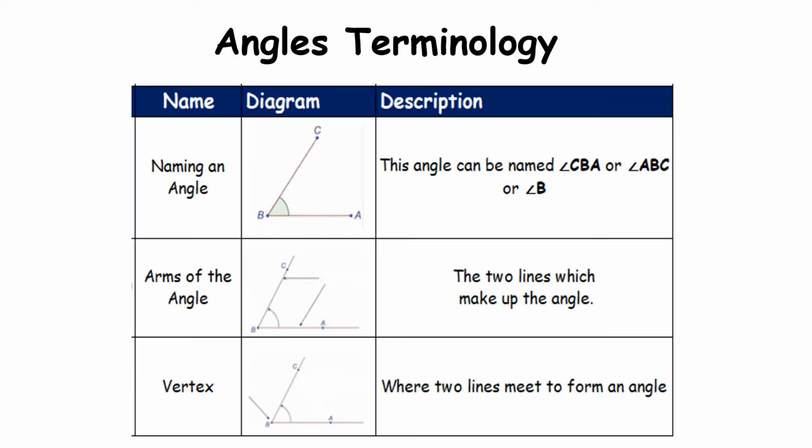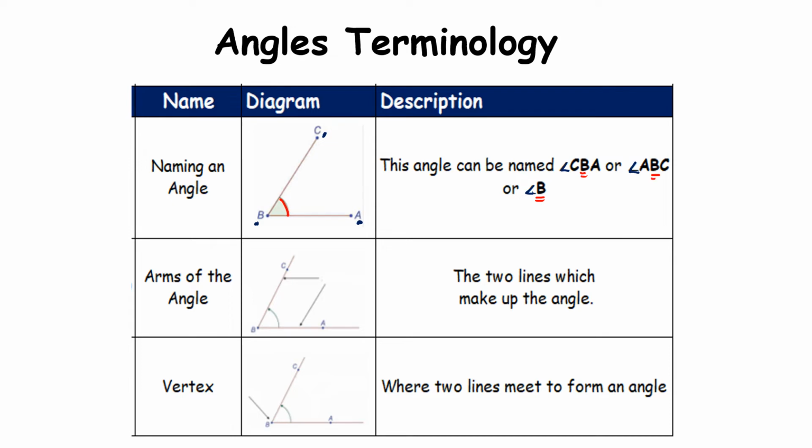If we were to name an angle, we use 3 letters or a single letter. There are 3 ways that this angle can be named. The first is CBA, the next is ABC, or simply B. Notice this little symbol in front of all of them, which means angle. Notice how the angle we want here is at B, and B is always that middle letter.